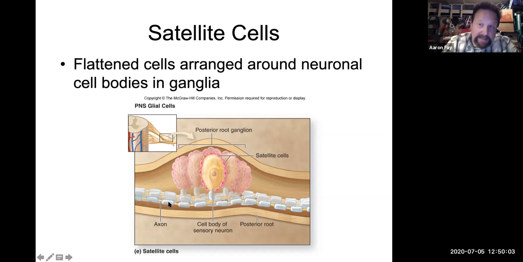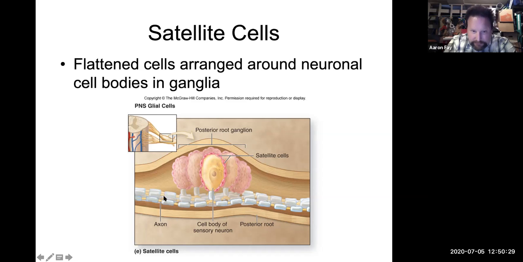Notice this is a unipolar neuron. And we have these glial cells surrounding the outside of the soma, or the cell body. These are the satellite cells, small supporting cells that are covering the cell bodies of neurons in the peripheral nervous system. Right? Their job is to support, maintain, and keep these neurons nice and healthy.